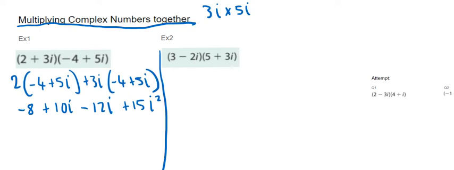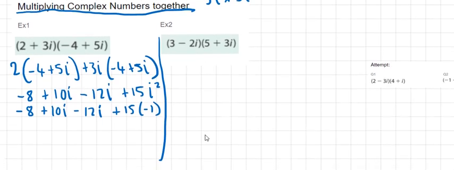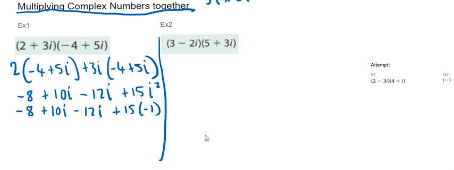What I was saying at the start is going to apply to that. So I'm going to write the same thing again: minus 8 plus 10i minus 12i. But then the last part, because i squared, we said at the start, is equal to minus 1, we can just put in a minus 1 instead. So we can do plus 15 multiplied by minus 1. Anytime you see an i squared, you can just put in a minus 1 instead of it, and it's a really handy rule that's going to help us simplify this.